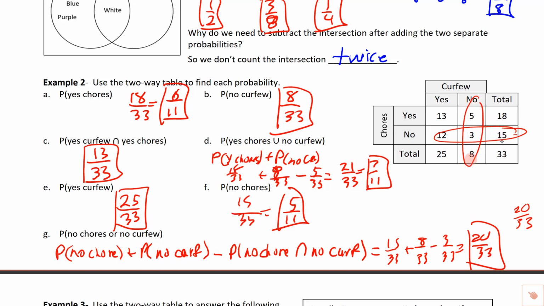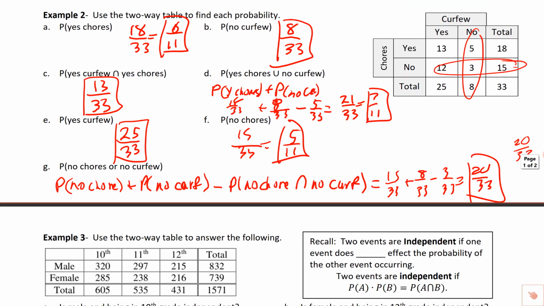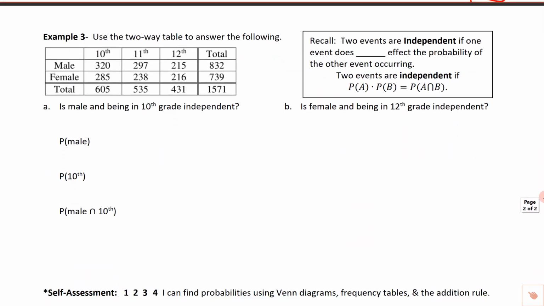So we're going to add the two of those numbers together, but we're going to subtract off the intersection so we don't count it twice. So 15 plus 8 minus the 3. Same answer as we got right there. Any questions? All right, flip the page over.